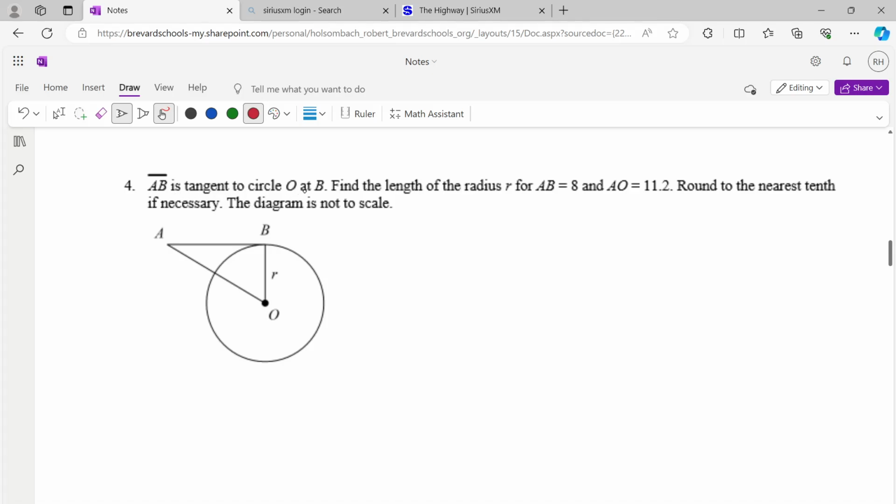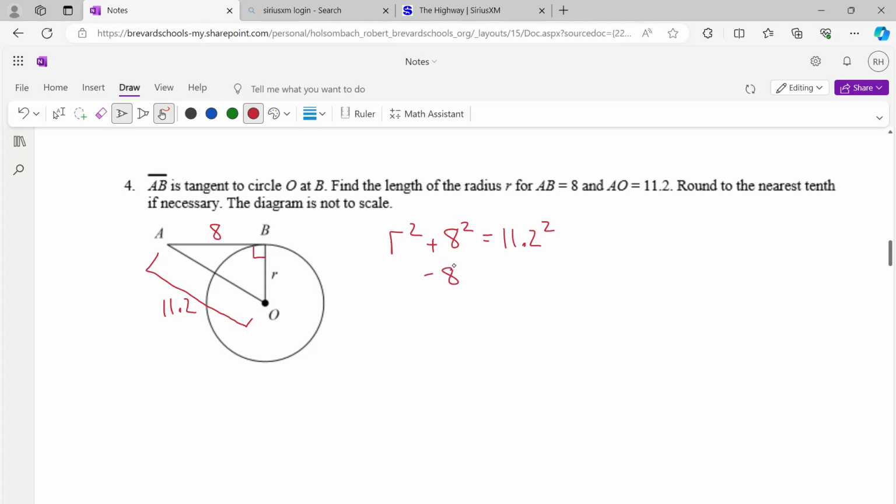AB is tangent to circle O at B, problem number 4. If AB is tangent, then we have a 90-degree angle. Find the length of the radius R for AB equals 8. A to O is 11.2, so this whole hypotenuse is 11.2. So R squared plus 8 squared equals 11.2 squared.